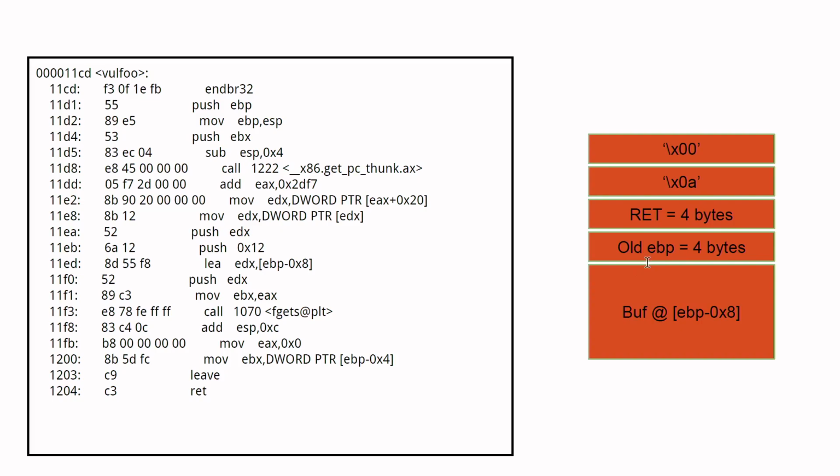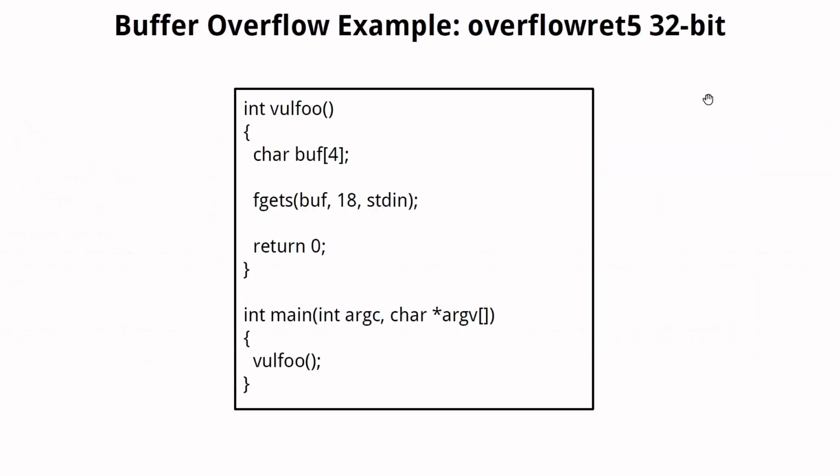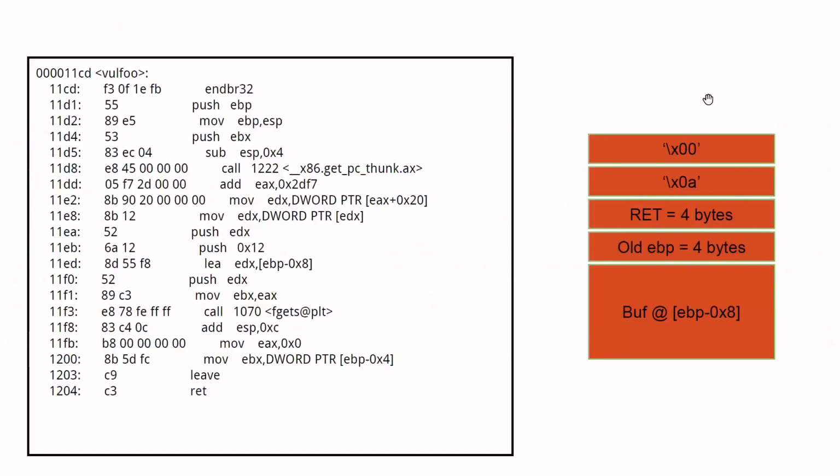That is 16 bytes already. The fgets will append 2 bytes, 0A and 0, making 18 in total. Which means the input here is 18. You can input 16, and fgets will append those 2, making it 18. Which means you can only overwrite the buffer, which is 8 bytes, the saved EBP 4 bytes, and the return address 4 bytes. You can only overwrite that 16 bytes.